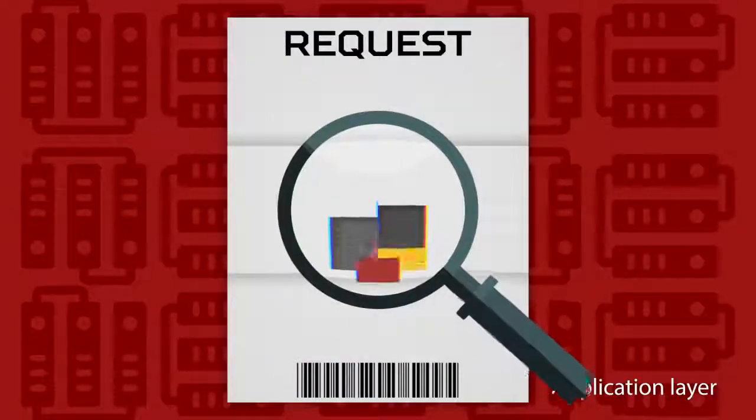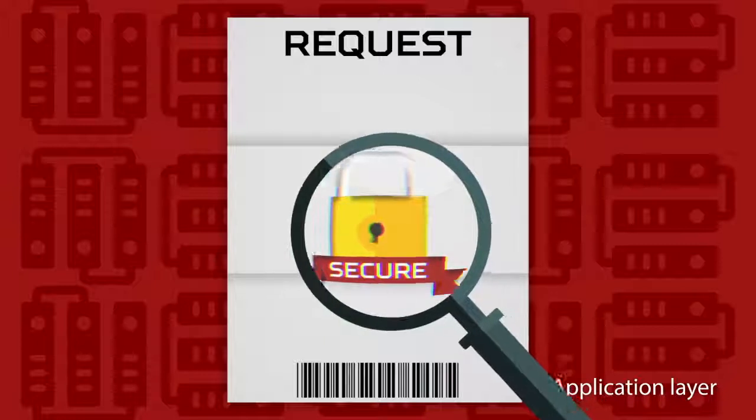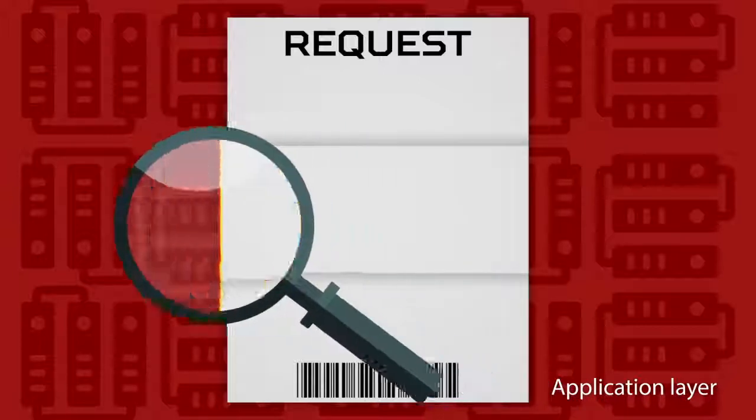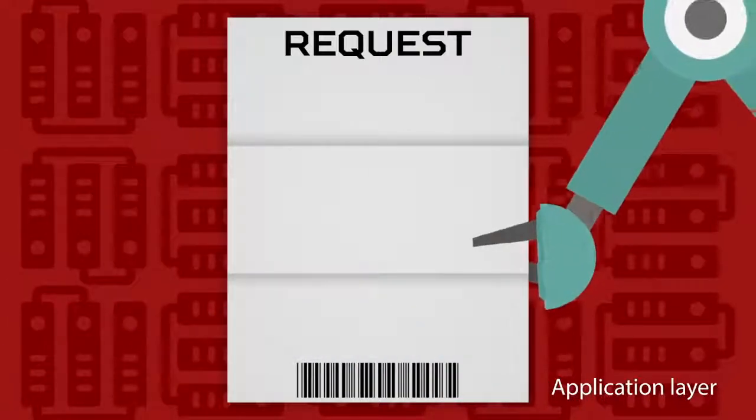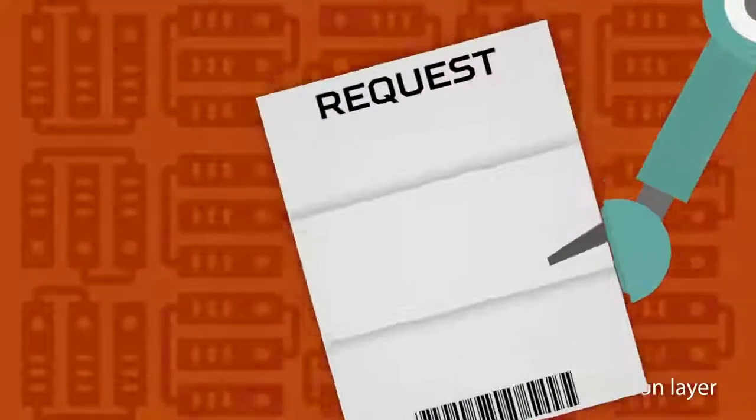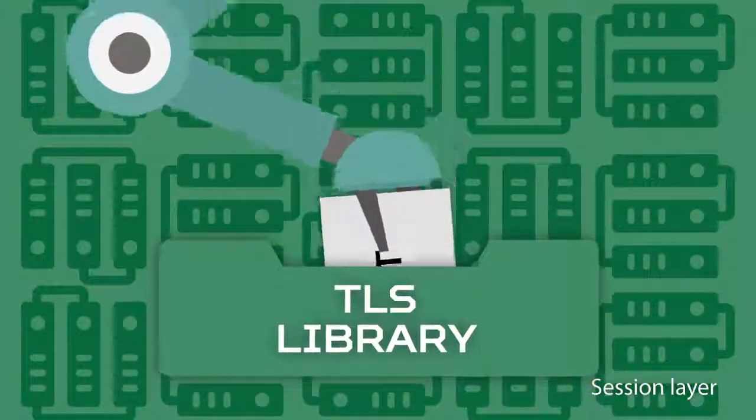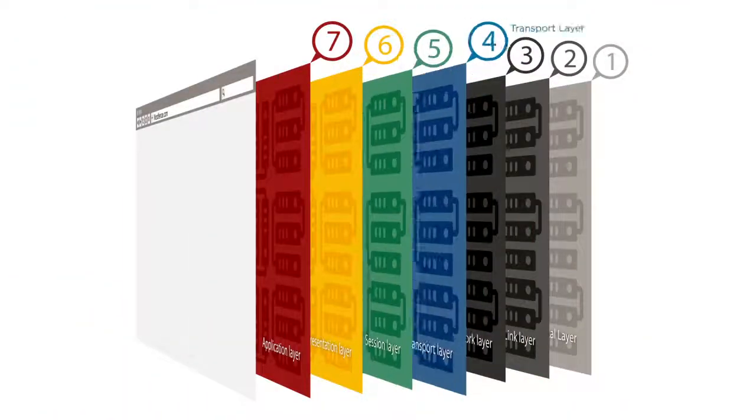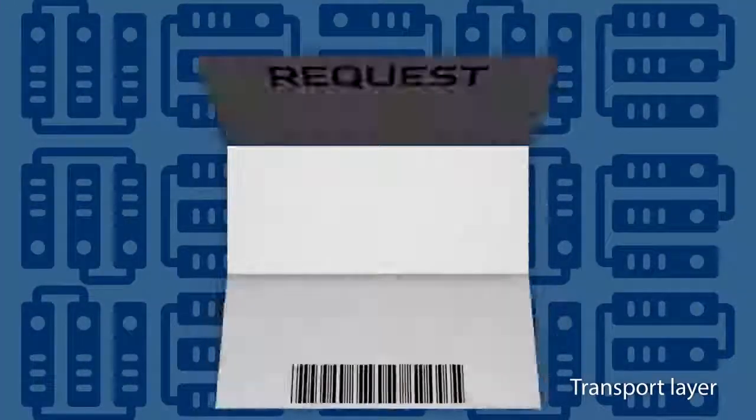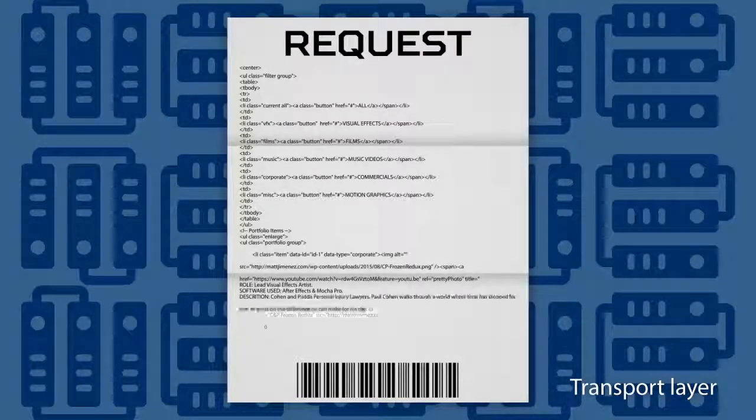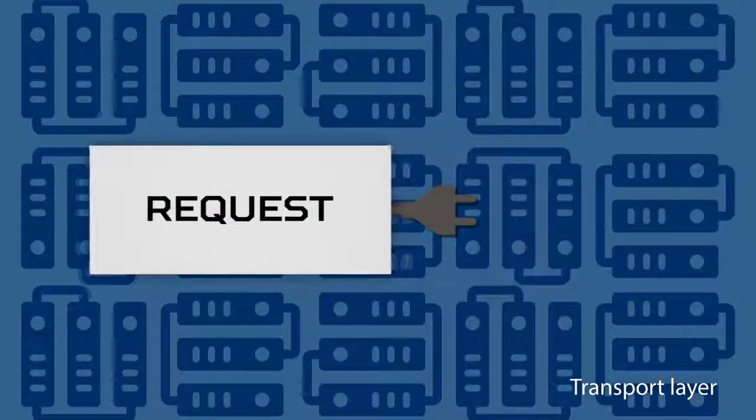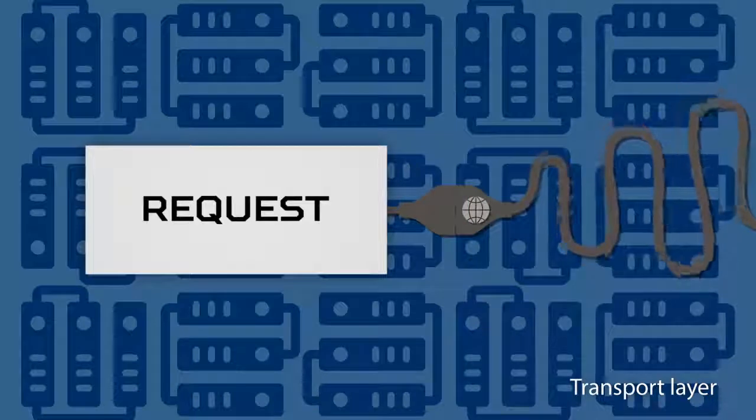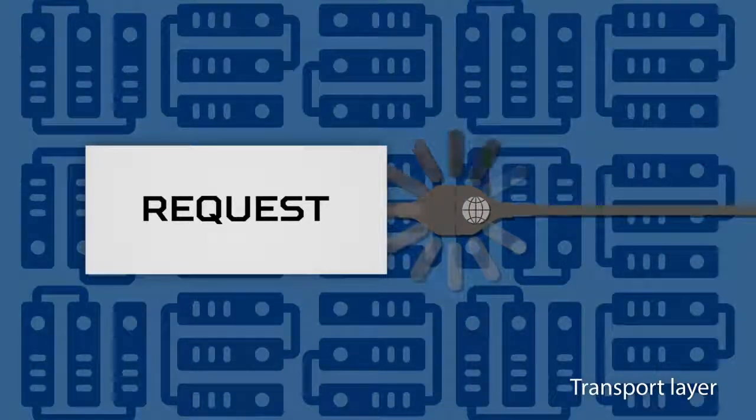When the HTTP protocol handler at layer 7 recognizes that the request is for a secure document, it passes the request to the TLS library at layer 5 and 6 of the OSI model. These layers are called the session and presentation layers. In order to open a secure channel, the TLS library needs to establish a connection to the destination. It passes a connection request to TCP, which lives at layer 4 of the OSI model, the transport layer.